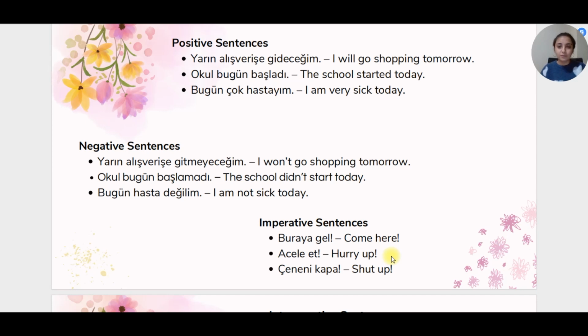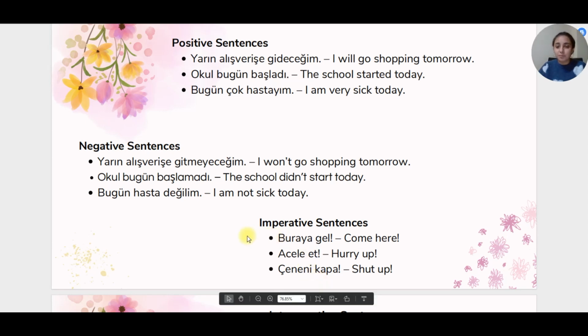Acele et. I won't say et acele. Because acele etmek is a verb which is to hurry up. And the verb part of it is second word, not the first word. The sequence is, again, opposite. Çeneni kapa, we say, shut up. And kapamak here is to shut. And we say çeneni kapa. Shut the mouth, we say.